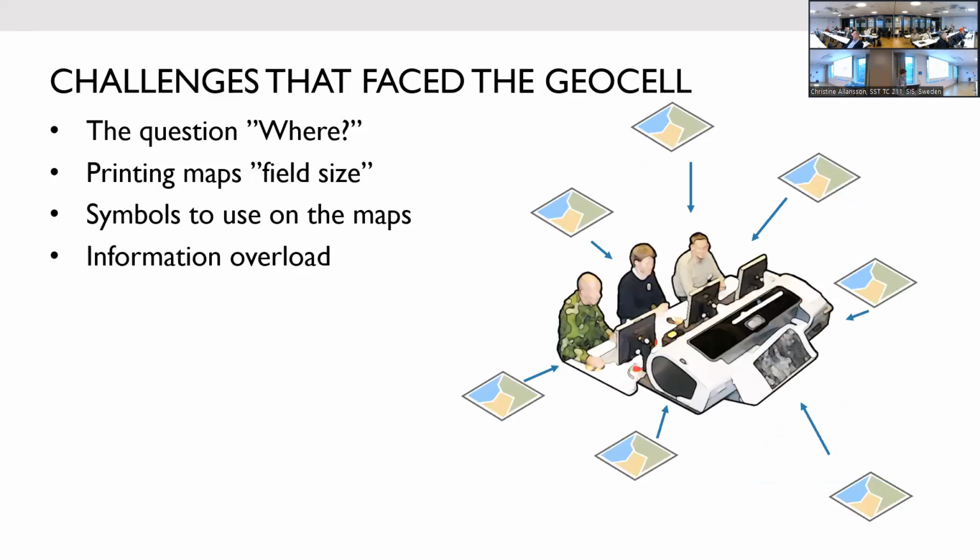There were a lot of different government agencies present in the staff in the school, and they all wanted to give us their data, which meant that the geocell kind of had an information overload, and we couldn't handle all the data that came in. So we had to prioritize and focus on our main task, which was to update the common operational picture.